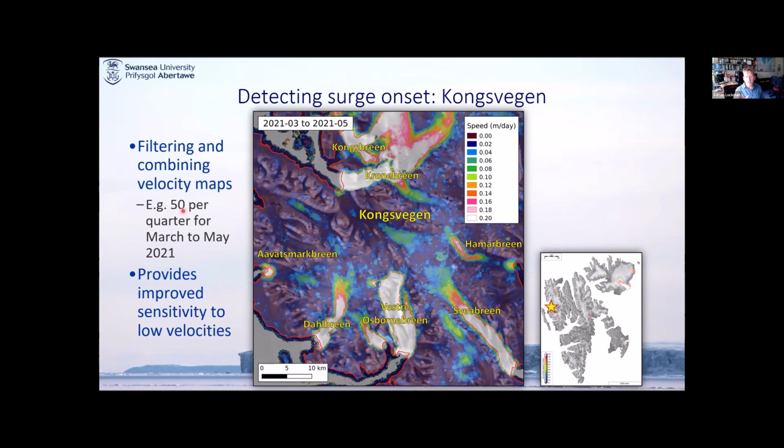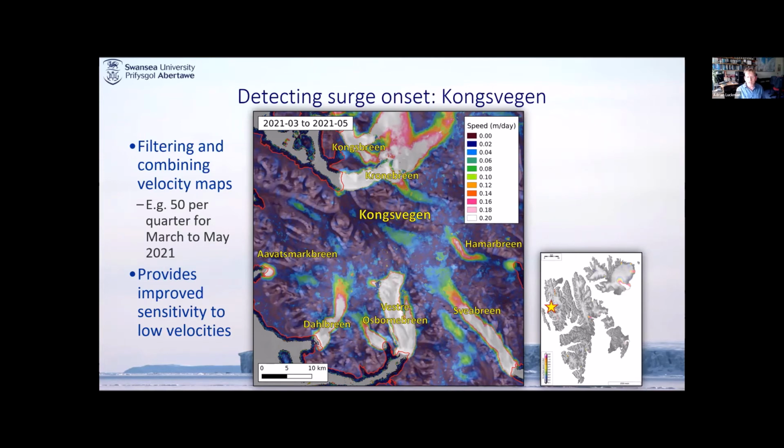So the density of coverage over Svalbard gives this amazing opportunity to pick up things that are very sensitive. And that's exactly where we'd expect the surge to be, and we're only seeing it by combining data, which requires a very carefully designed method of filtering, so that you can put everything together in a way that rejects the noise but brings in all of the information from all of the velocity maps.